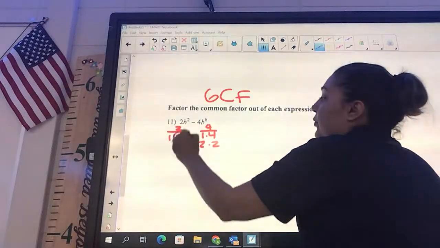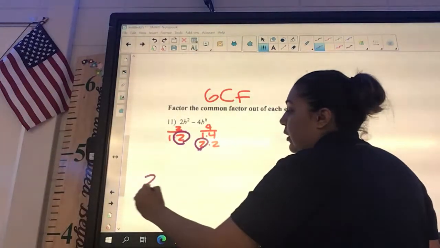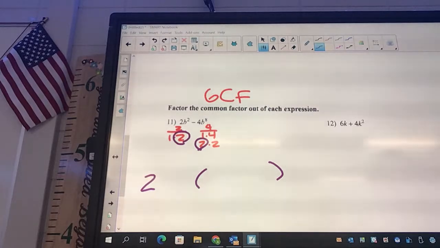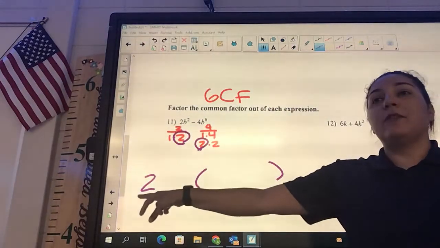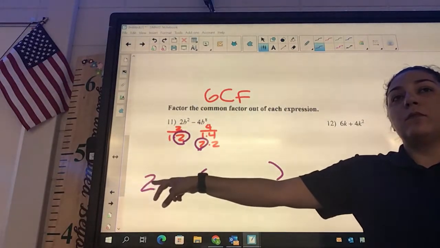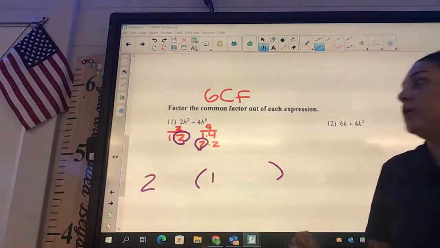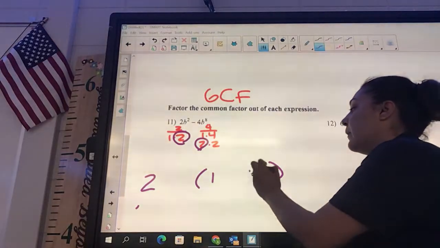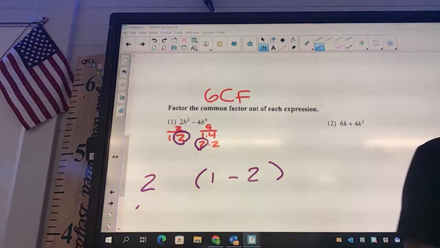Okay, well I got a 2 in each. So that's what's going to go on the outside of the parentheses. Okay, well what is 2 divided by 2? 1. So you're going to get a 1 left over. 4 divided by 2? 2. Okay, you drop your signs.